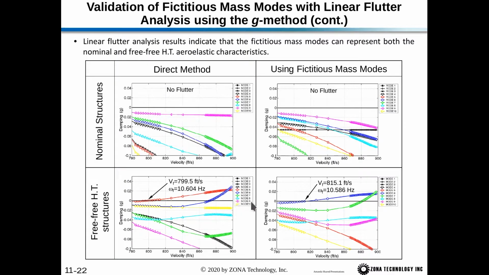Now if we move to the free structure, the direct method gives us some instability here at 800 feet per second, and then a second instability out here. Using the fictitious mass modes, our flutter velocity is 815 feet per second as compared to 800, and our flutter frequency is 10.59 versus 10.60. So the frequency is very similar. Also, you can see that our second instability is also captured decently well.